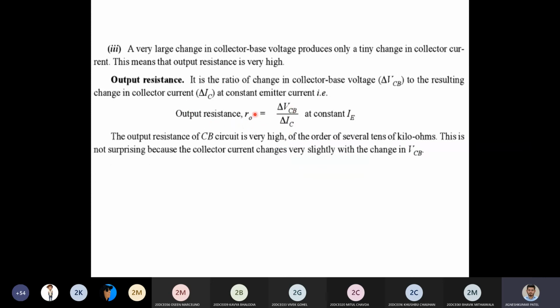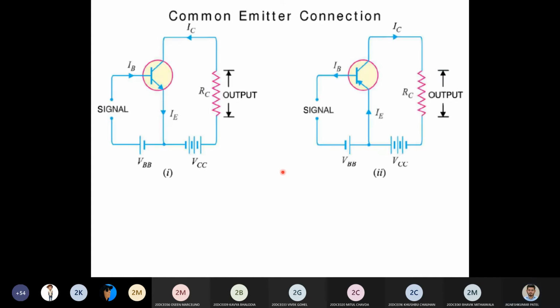Otherwise, if this resistance is small, what will happen? If I change the voltage, immediately my current will change. But if my resistance is very high, in that case, though I change VC, my IC change will be very small. So these are three takeaways from the output characteristic. Okay. Now next is common emitter connection.